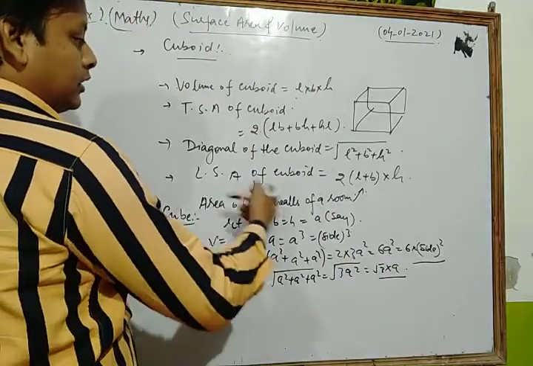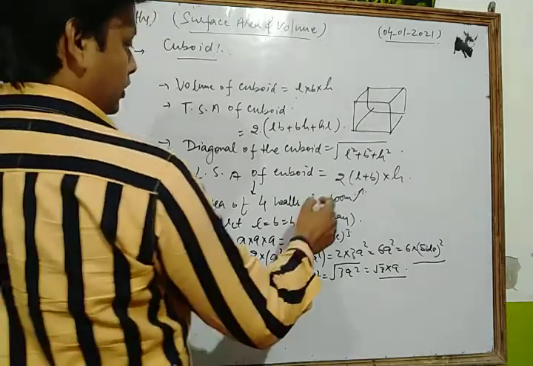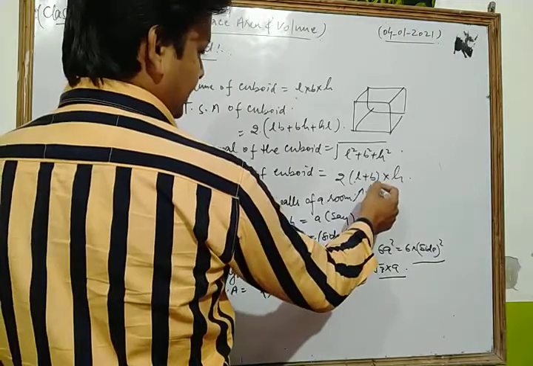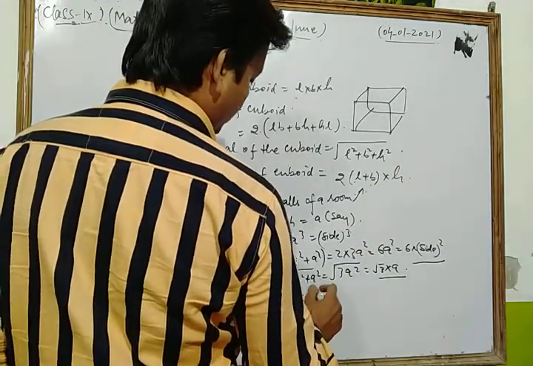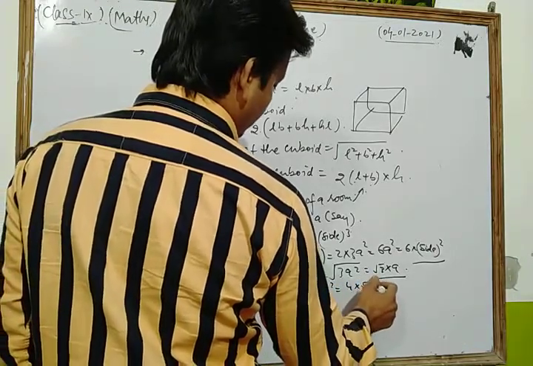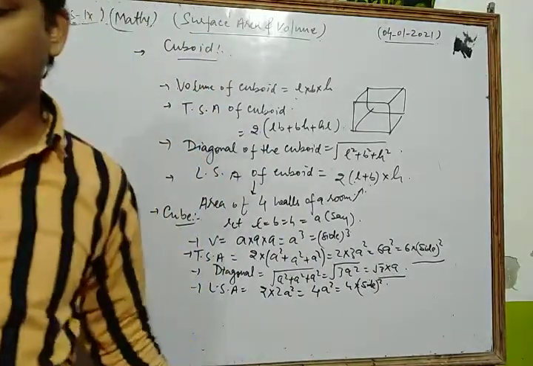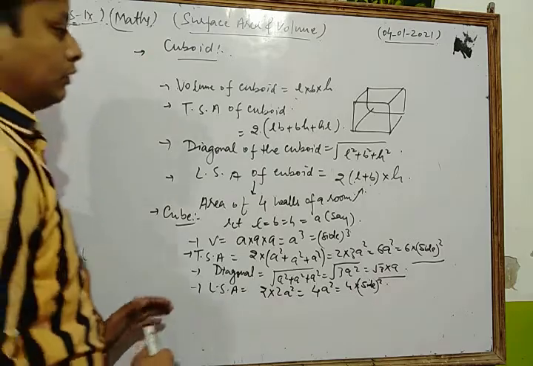Similarly, the last one is the lateral surface area of the cube. The lateral surface area of a cube is 2 into (A plus A), which is 4A into A, meaning 4 into A square, or 4 into side square. So this is the formula for the cube.